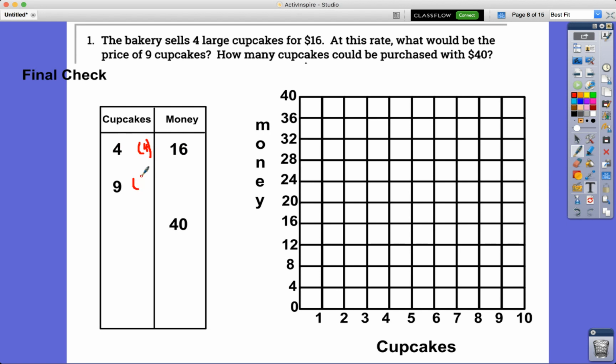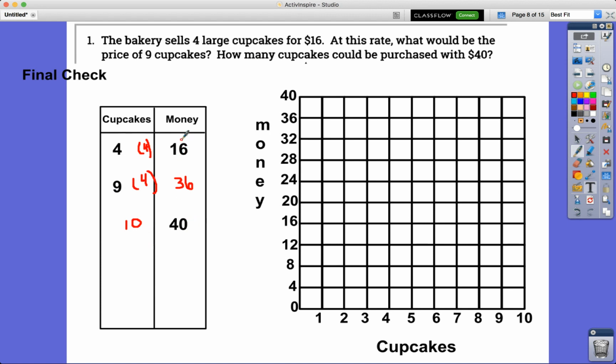So if that is my ratio, 9 times 4 would be 36. I know I'm still using a factor of 4, but I'm not going to multiply this time because I have the amount of money I need to determine the number of cupcakes. So I'm going to use inverse operation. Instead of multiplying by 4, I'm going to divide by 4. 4 goes into 40 10 times. And just to double check, 10 times 4 is 40.